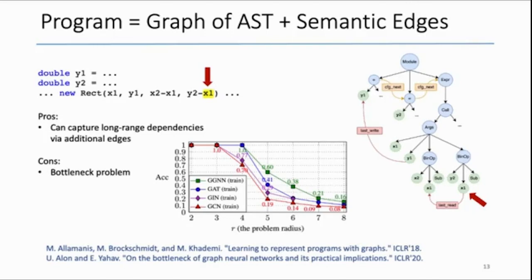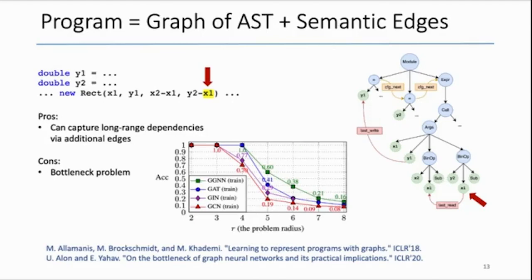And they even designed this synthetic graph benchmark where they had a knob called the problem radius, where as you go from 2 to 8, the graph becomes increasingly complex for a human to reason about. And they showed how different variations of graph neural networks dramatically drop in accuracy. So accuracy of 1 is the highest and 0 is the lowest. And this was a nice illustration of what all of us suspected was the problem with graph neural networks.